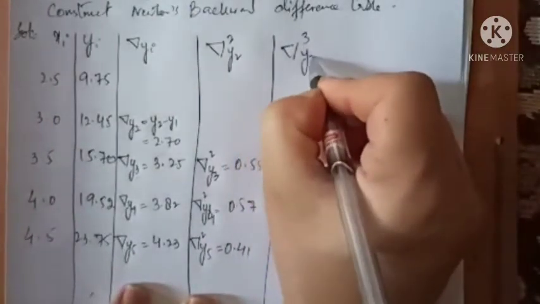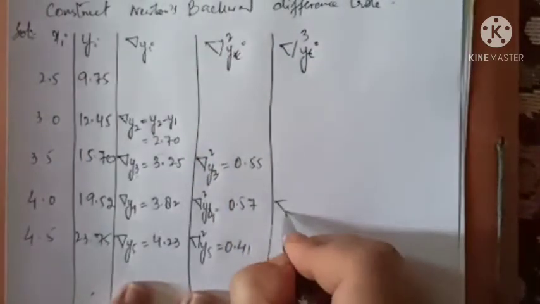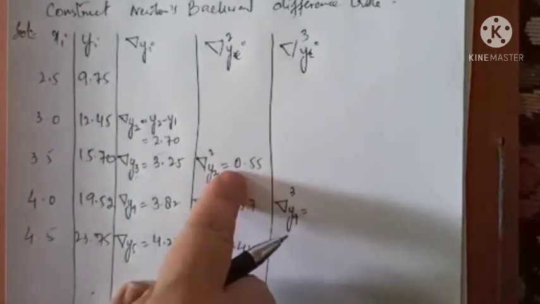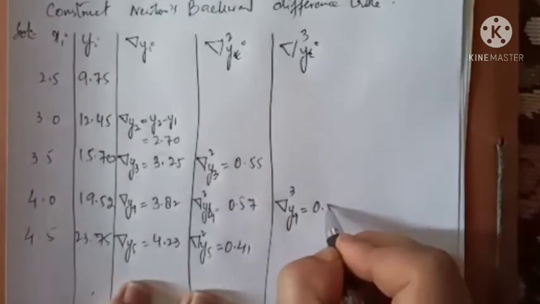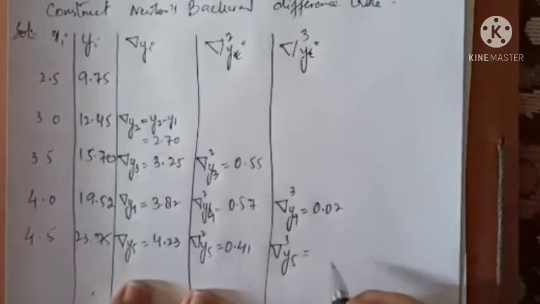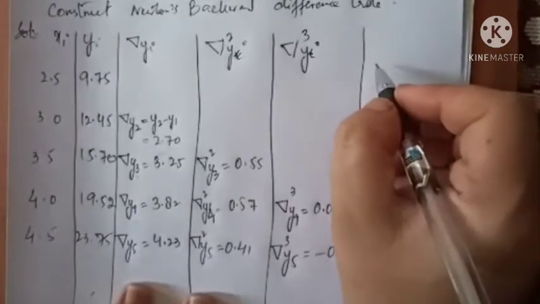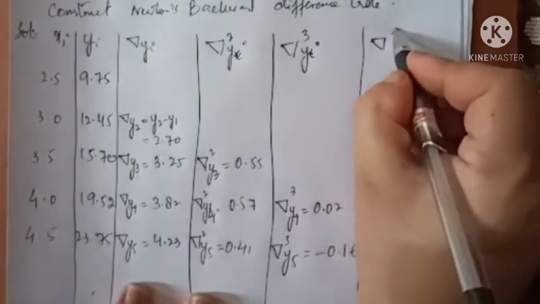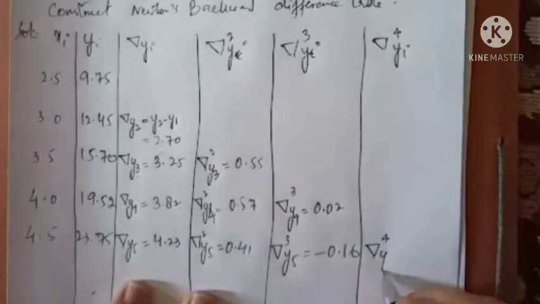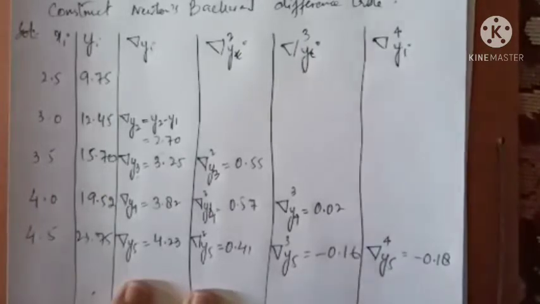Then delta cube yi. So delta cube y4 will be equal to this minus this. So this will be 0.02. So delta cube y5 will be equal to minus 0.16. As we have only 5 data points, we have to go up to the fourth order. So delta 4 y5 will be equal to minus 0.18. Okay.